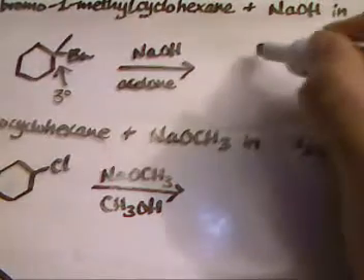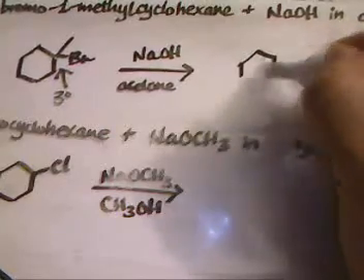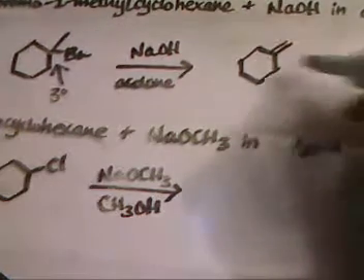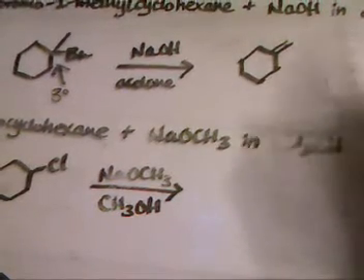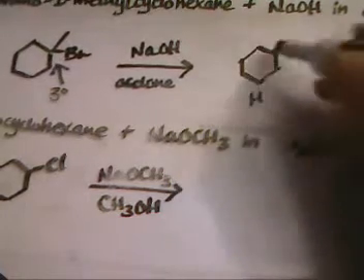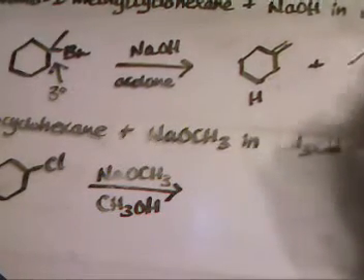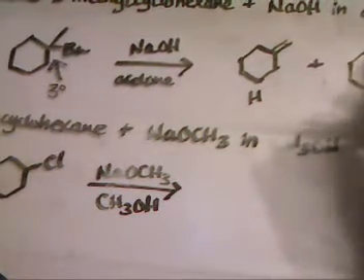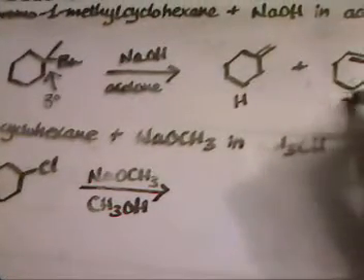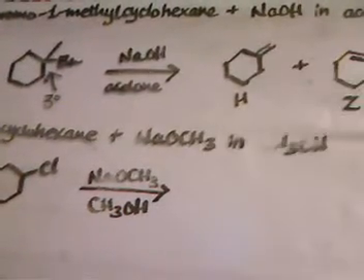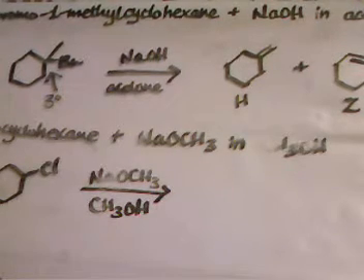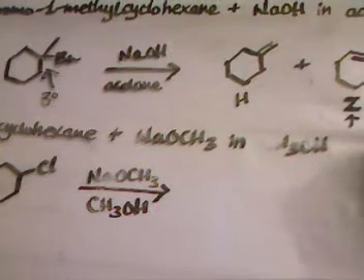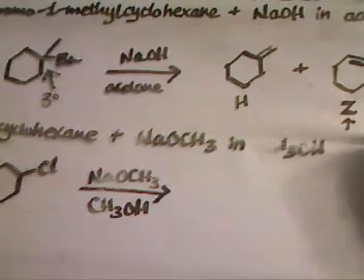So one of the elimination products would be this, and this is the Hofmann product because it's the least substituted alkene of the products. The other product would be if an elimination occurs here, if one of those hydrogens is removed, and that's a Zaitsev product. And how do we know which one's major? Well, in this case, we have an unhindered non-bulky base, so the Zaitsev rule applies, and this will be the major product.